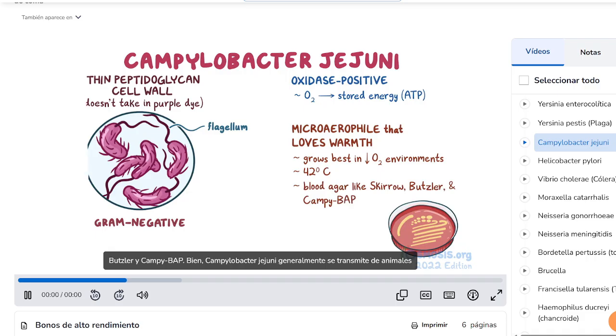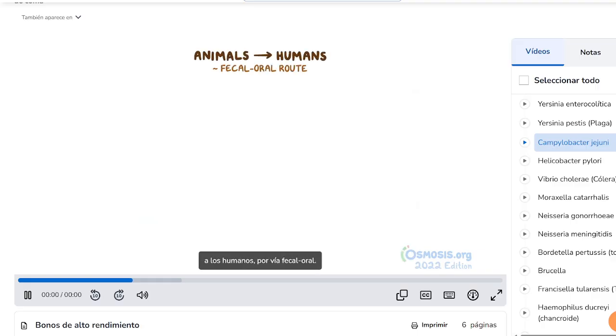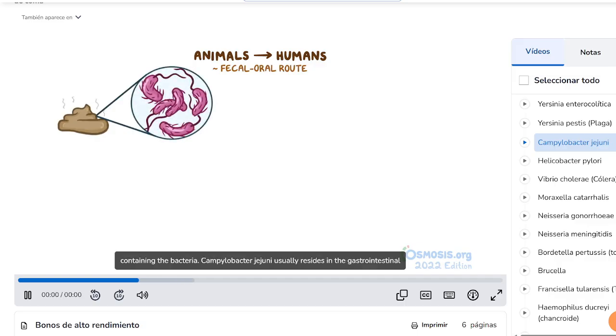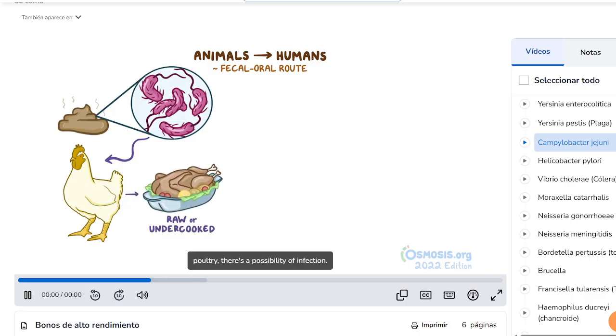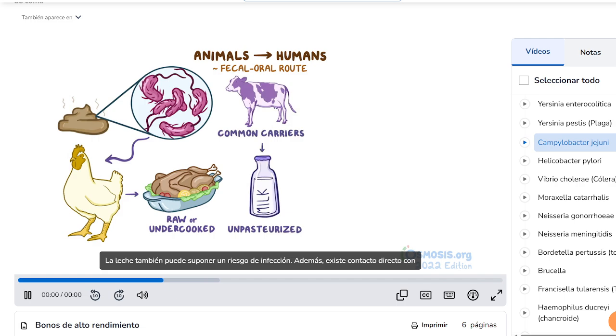Alright, Campylobacter jejuni is usually transmitted from animals to humans via the fecal-oral route. In other words, you catch it by ingesting stool particles containing the bacteria. Campylobacter jejuni usually resides in the gastrointestinal tract of birds. So when people eat raw and undercooked poultry, there's a possibility of infection. Similarly, cows are common carriers, so people that drink unpasteurized milk can also risk infection.